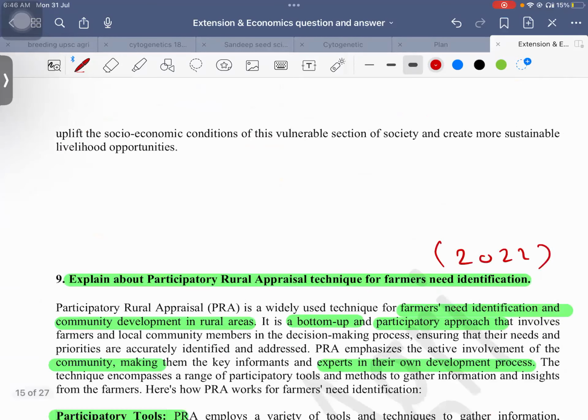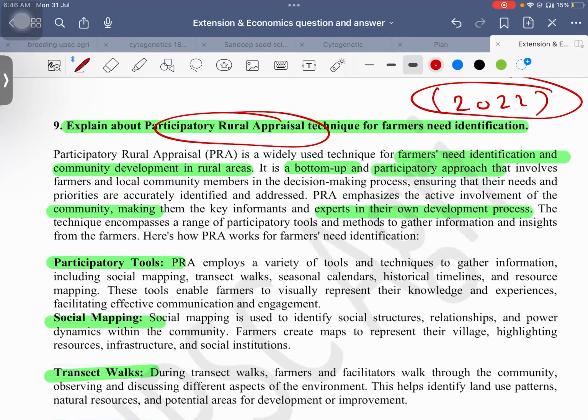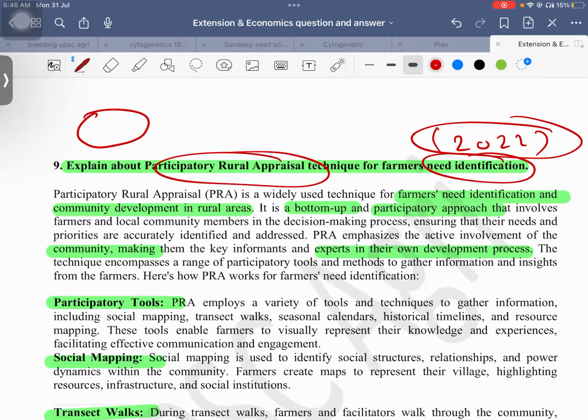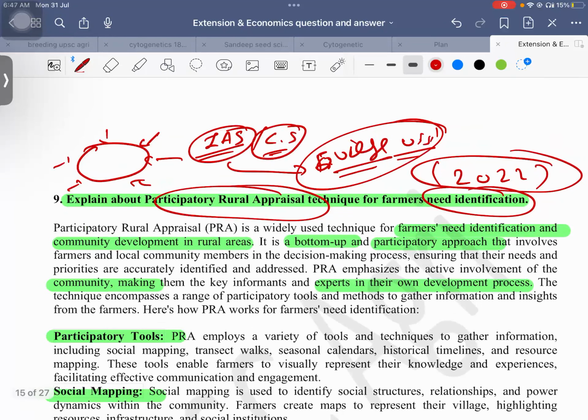Next question which we will be discussing was asked in 2022 about participatory rural appraisal. What happens in participatory rural appraisal? For example, in a village, we try to understand what the issues in the village are. And how do we understand? Even in UPSC, in IAS or civil services training, there is a village visit scheme. In training we have a village visit, where even officers are taught to do PRA.